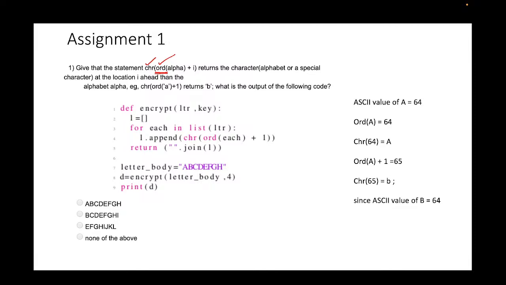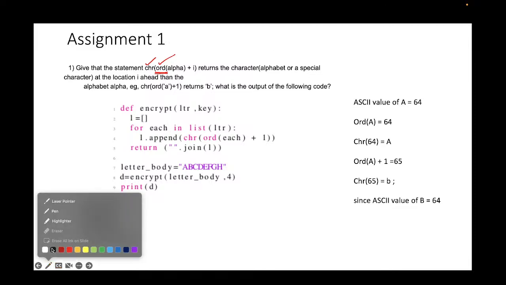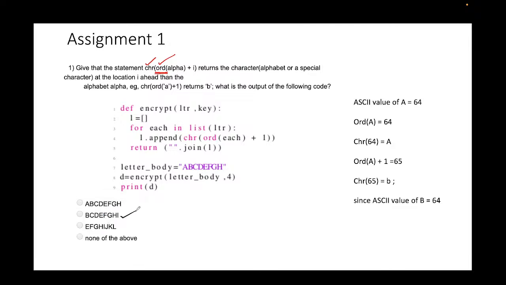We cannot add 1 to an alphabet because alphabet is a string type variable and 1 is an integer. So we cannot do addition of a character and an integer. So we are converting a character into its corresponding ASCII value, and then we are doing this increment operation. The basic concept is simple. So what is that 4 parameter given there in encrypt? D is equal to encrypt letter body, comma 4. That 4 is for what purpose?